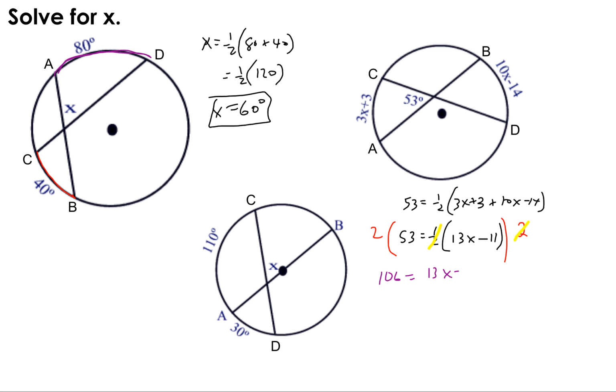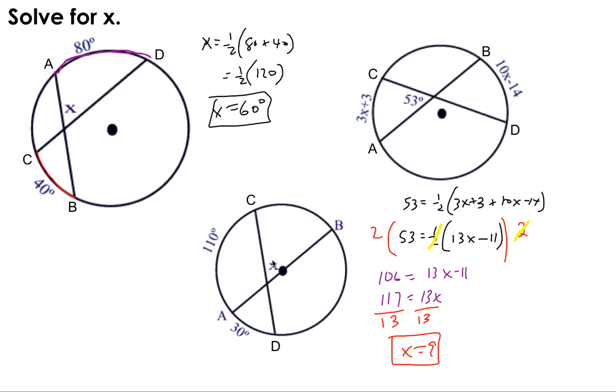When you add 11 to both sides of your equation, what I get is 117 is equal to 13x. And when you divide both sides of your equation by 13, you get x is equal to 9. So the solution for this problem is x is equal to 9. Let's take a look at the last problem, which is number 3.